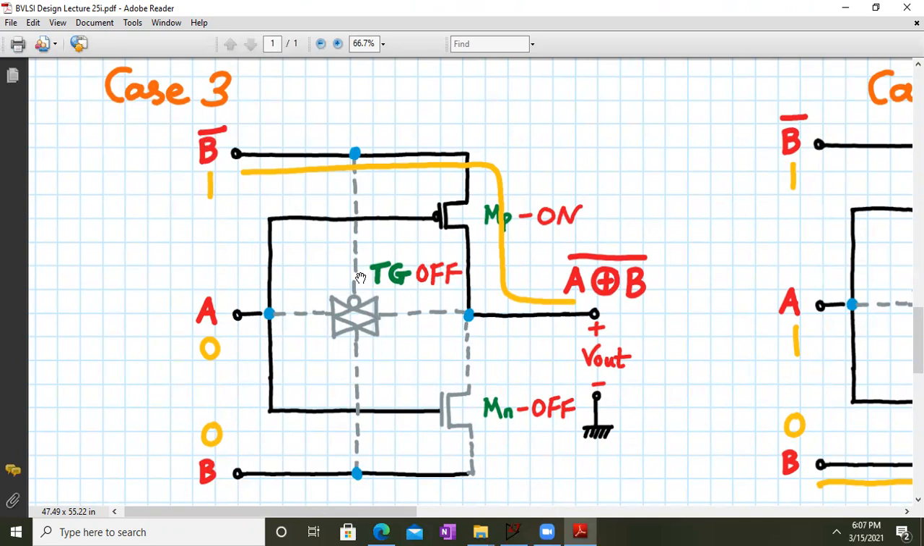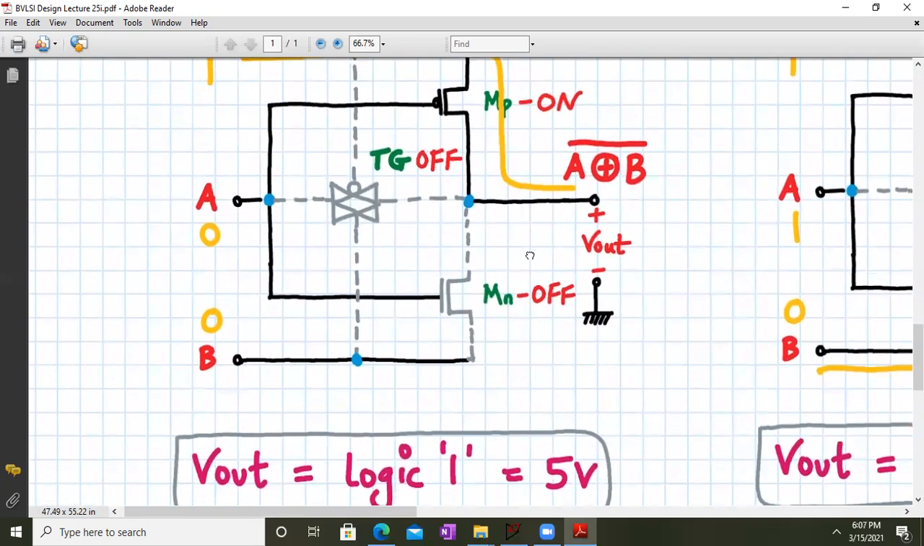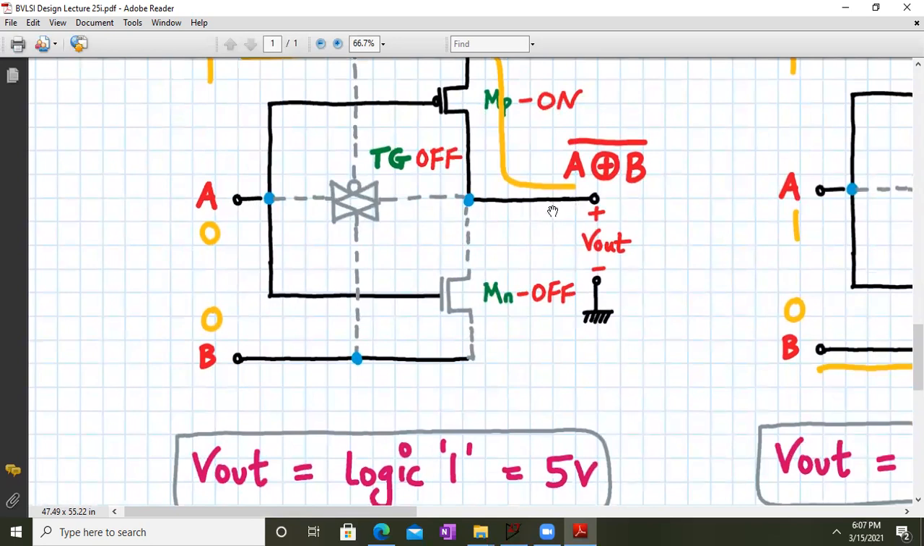At the same time, if you look carefully, B bar and B are acting as a power supply. So B bar is logic 1. That means the top of your PMOS transistor is VDD and the bottom of your NMOS transistor is ground. So your MP and MN together with the input A form a CMOS inverter. And we know from the CMOS inverter that whenever we have a logic 0 at the input, we get a strong logic 1 at the output. Hence the output is a strong logic 1 that is equal to 5 volt.